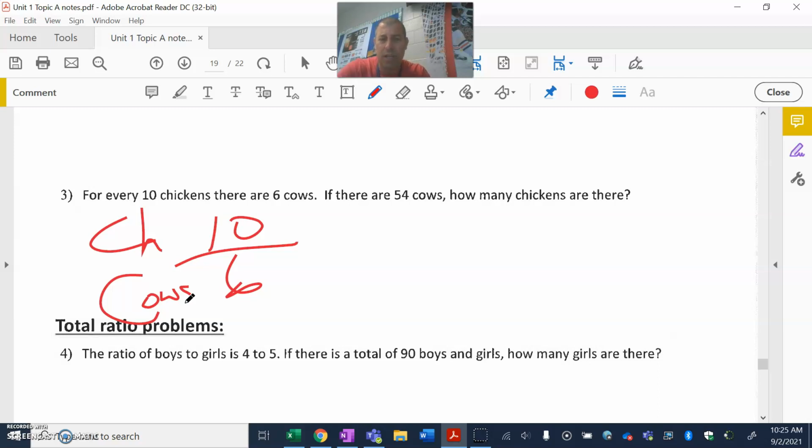What else did they give me? There are 54 cows. Again, it's an equivalent fraction. That's what your ratios are. So what we're going to do there is put the 54 with the cows. Now, where are the cows at? Upstairs or downstairs? Well, they are downstairs. Yes, the cows are downstairs.